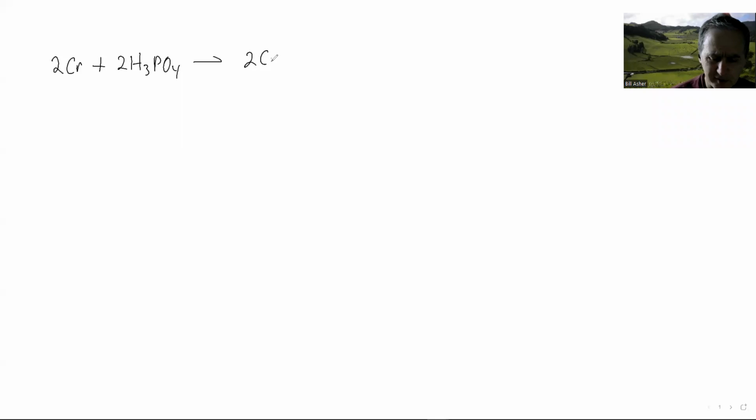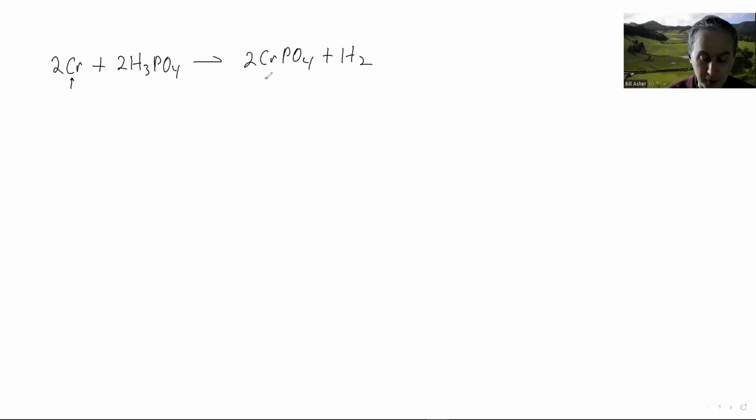And I'm going to work through a couple of examples for looking at limiting reagents, okay? And so first we're going to look at a really simple reaction, which is this one, 2Cr plus 2H3PO4 goes to 2CrPO4 plus H2.